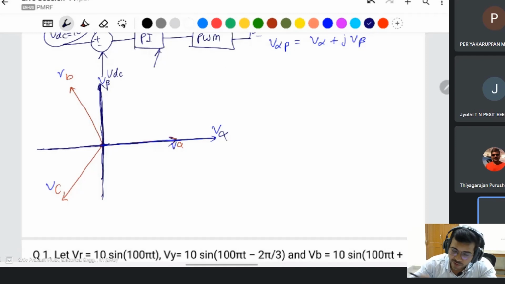Then what is the alpha? What is the V alpha, V beta? V alpha and V beta. How do you calculate V alpha, V beta from the three-phase system? If you have ABC system voltages, then how do you convert them to alpha and beta?